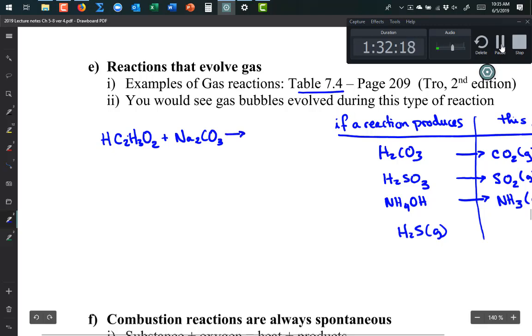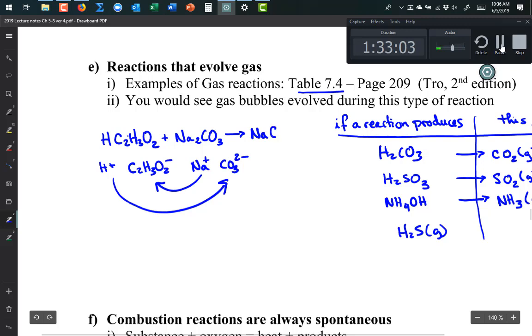The products are, if you do the double replacement, I have H plus. And I have C2H3O2 minus. That's not an acid we've talked about, so I'm just telling you that's what it is. But that's acetic acid. Oh, sorry, I don't need a plus sign in there. And the sodium carbonate gives me sodium ions and carbonate ions. So my products are sodium acetate and hydrogen carbonate, or carbonic acid. I put them together. So I have NaC2H3O2 plus H2CO3, like that.